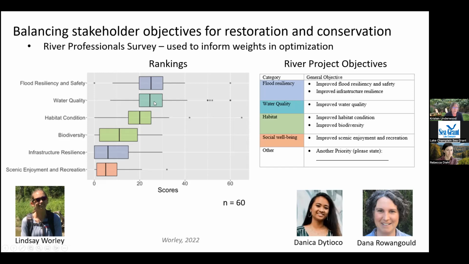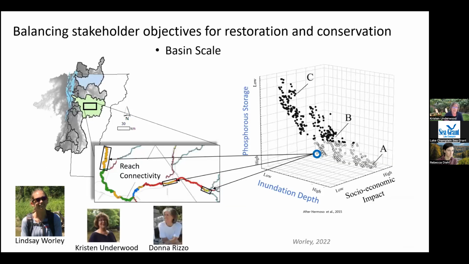And you can see here that flood resiliency and safety and water quality both ranked quite highly among this group of 60 professionals. So we used these river project objectives and the responses from these river professionals to weight objectives in this multi-objective algorithm that we wrapped around the FFI database.